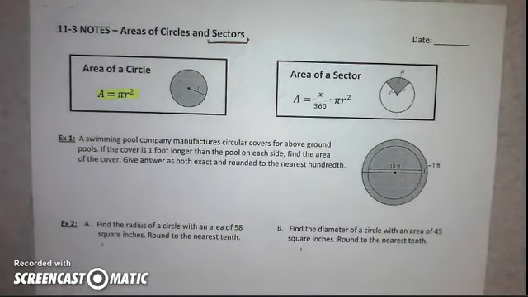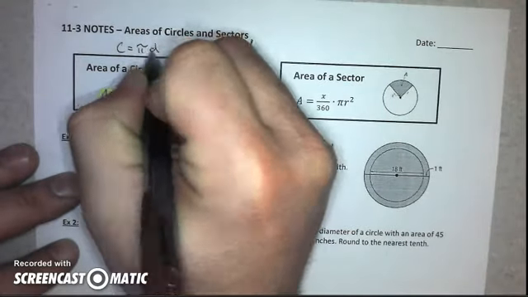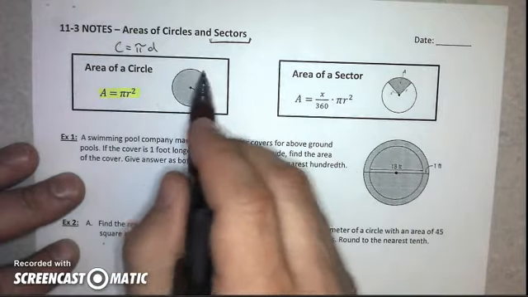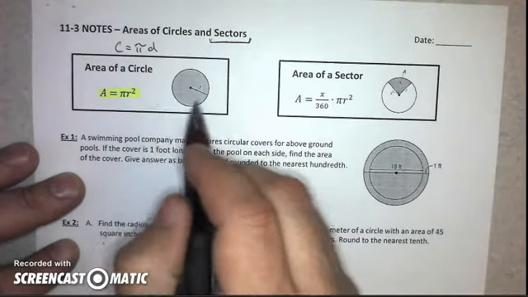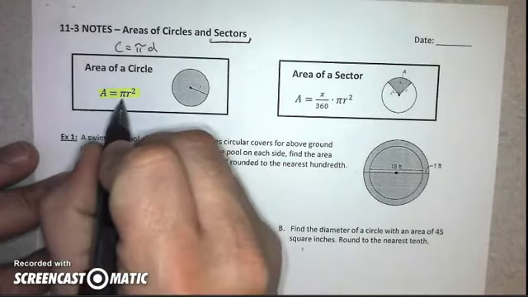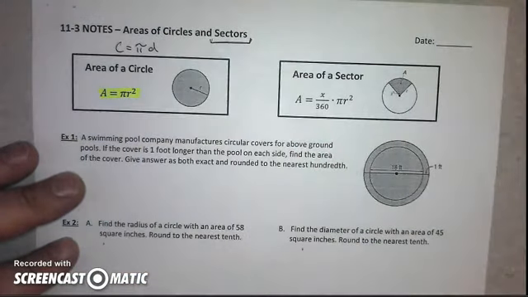Remember when we talked about circumference of circles in chapter 10, we said cherry pie is delicious. Circumference, C, equals pi times diameter. That's the formula for the circumference. But area of a circle, this two-dimensional measurement, the amount of space that the circle takes up, is pi times the radius squared, and we'll still be in square units because of that.